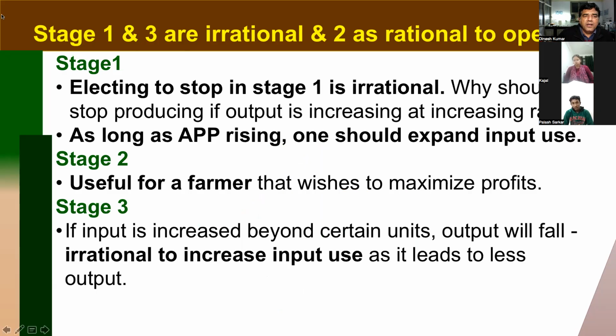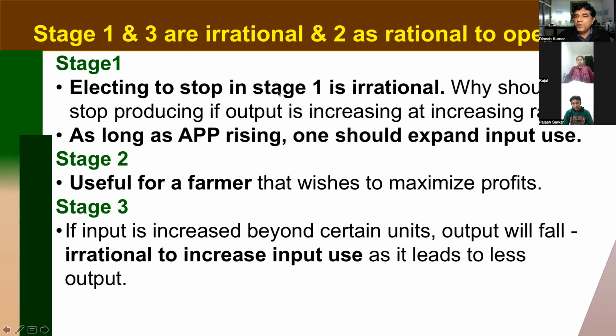Now, stages 1 and 3 are considered irrational stages, and stage 2 is considered the rational stage. So why is it so? Electing to stop in stage 1 is irrational. If it is about the decision of the farmer, how many labors should I use, in which stage of production should I run my business? In this case, the first stage should not be rejected, meaning we should continue with this stage.